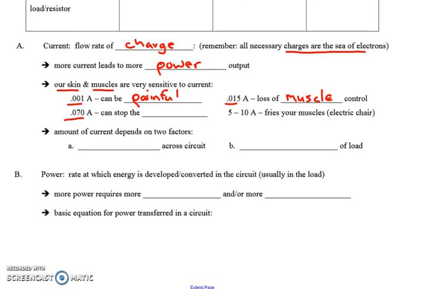If you only go up to 7 hundredths of an amp, that's enough to stop your heart. And that's what the danger is with electrical circuits, at least in the home. The ones we'll be doing with the class are not going to be dangerous. And if you get 5 to 10 amps, well, that's going to fry your muscles. Now you're bypassing all your nerves. You're just going to cook your muscles, and that's really what the electric chair does.